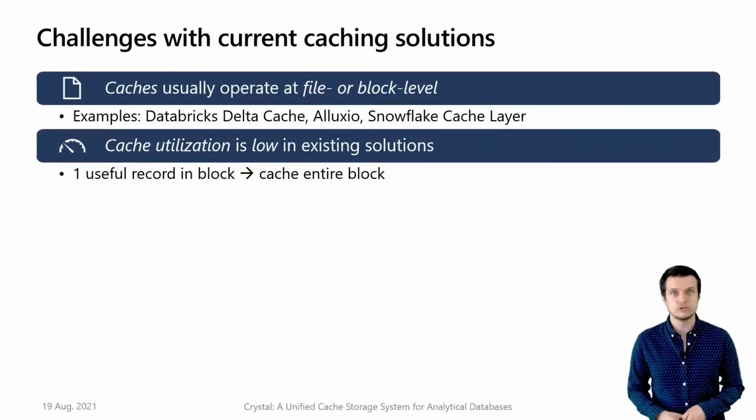Current caching solutions usually operate at the file or at the block level, and examples include the Databricks Delta Cache, Approximate, or the Snowflake caching layer. These block-level caches have the downside that they can have very poor cache utilization, especially when the number of useful records in one block is very low. This results in the cache having to cache the full block and therefore wasting precious cache space.